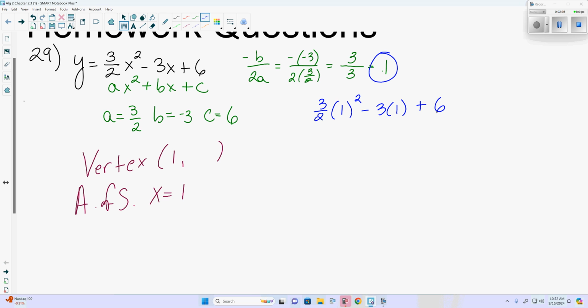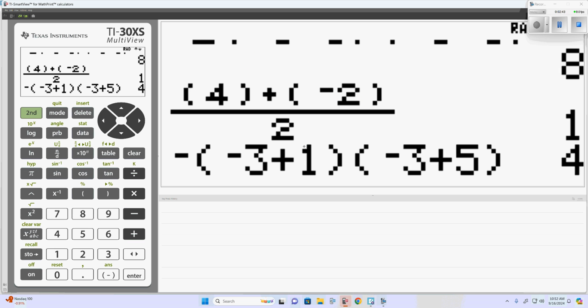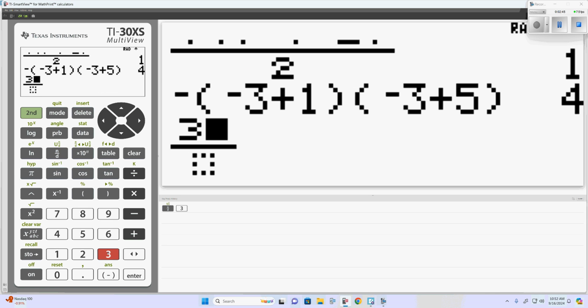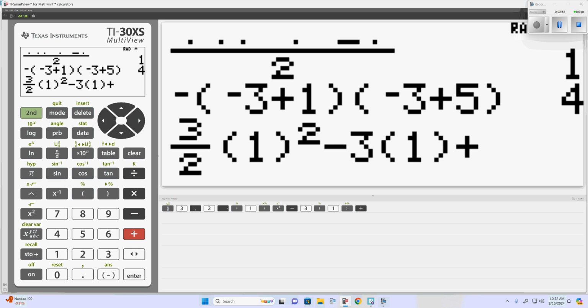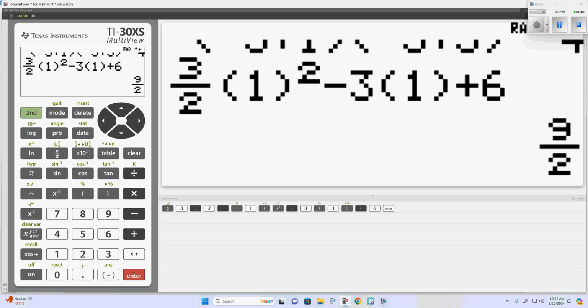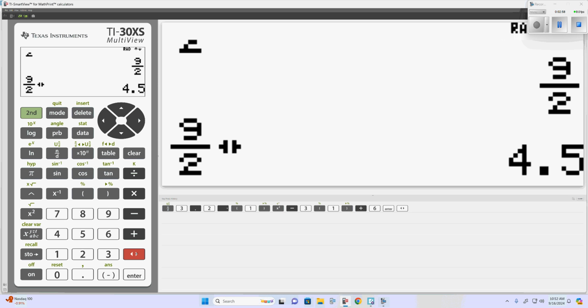So again, we can type this on the calculator. We can do it by hand. It doesn't matter which. We just need the value. So if we did this in the calculator, we can do 3/2 parentheses 1 squared minus 3 times 1 plus 6. And it would give us 9/2 or 4.5. Either one works.